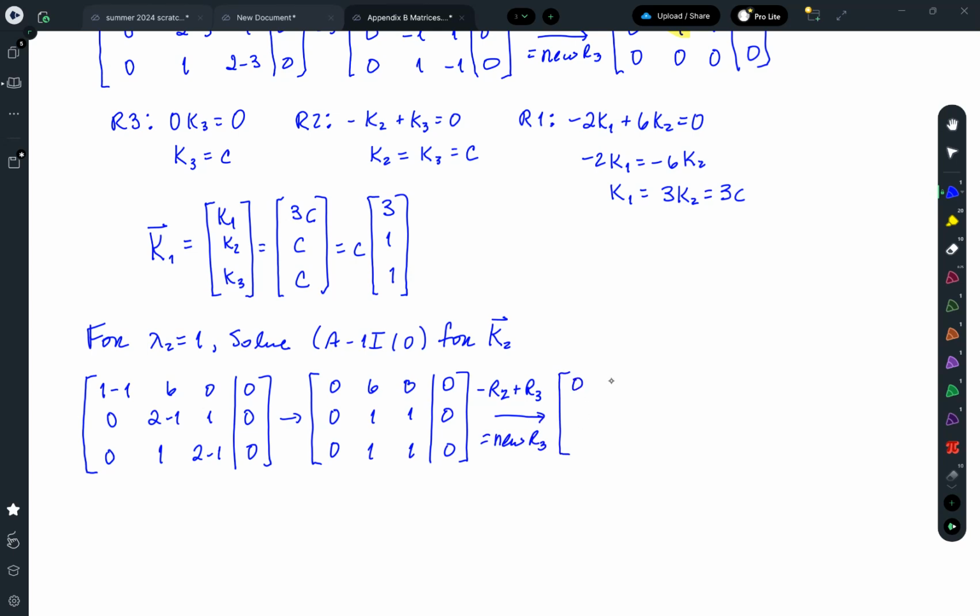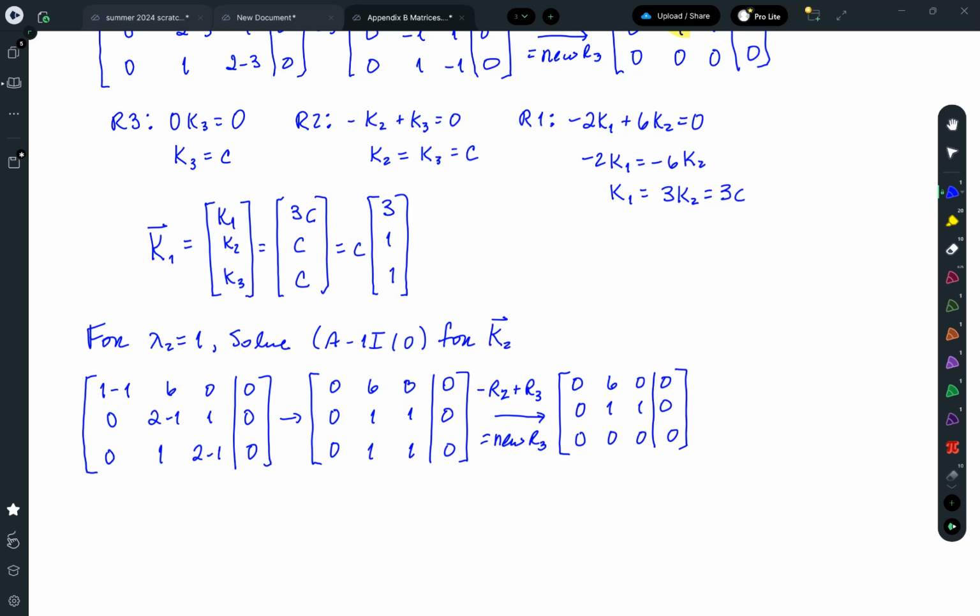Row 1 stays the same, 0, 6, 0, 0. Row 2 stays the same, 0, 1, 1, 0. But if I take a negative of row 2 and combine it with row 3, row 3 is now gone. We expect there to be a row of zeros when we're finding eigenvectors. That's kind of the whole point.